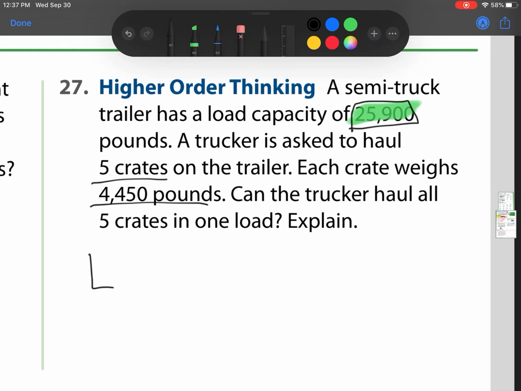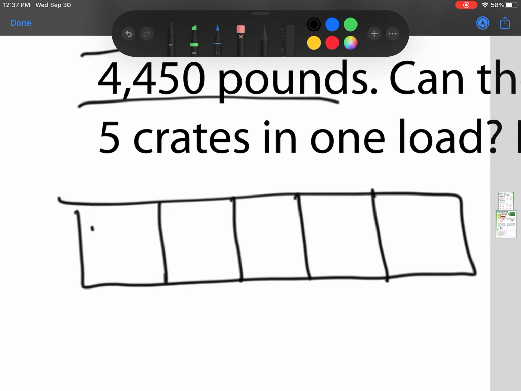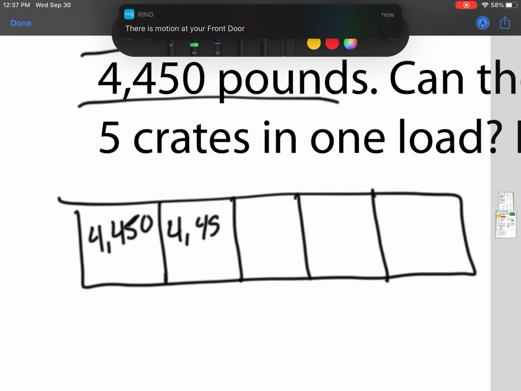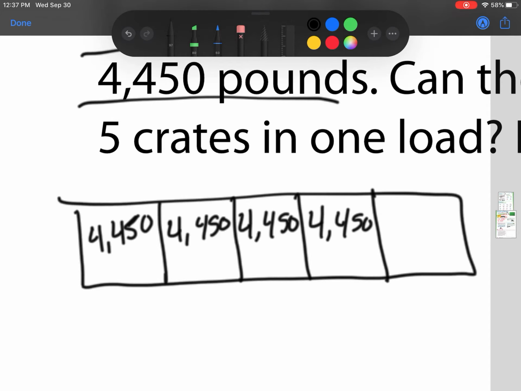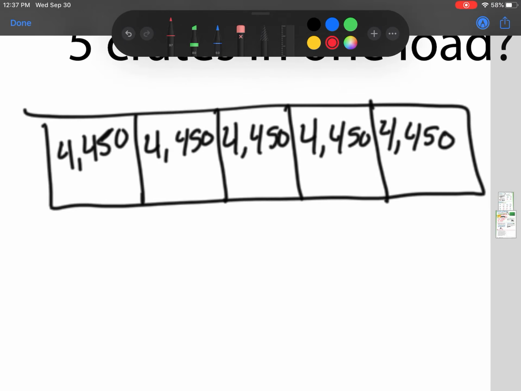Well, this one I'm going to use a model because it's going to help me see what's going on. There's 5 crates. That means I have 5 boxes. And how big is each box? Well, it's 4,450. Does this look like some kind of problem that we've been working on? It should. Remember, when I have equal repeated groups, we can either do repeat addition or we can make that multiplication. So let's do multiplication.